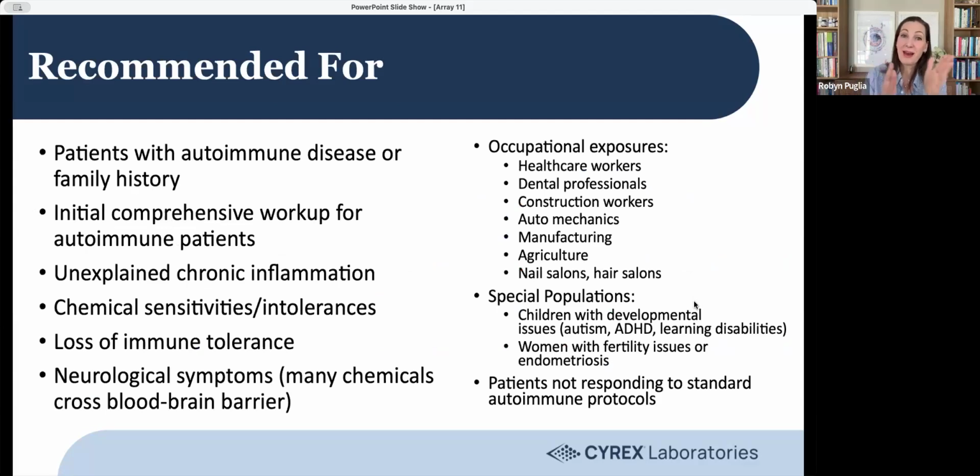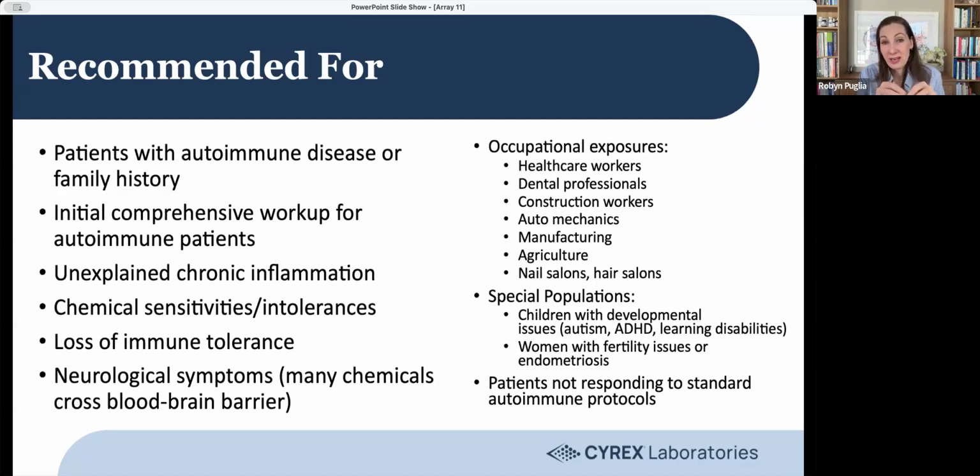So, who are we thinking about Array 11 for? Anybody with an autoimmune disease, right? We really want to be thinking about foods, infections, and toxins because they are the environmental drivers of autoimmune disease. If somebody has a diagnosed autoimmune disease, or if they have a strong family history or are in a strong risk group for autoimmunity, part of the initial comprehensive workup should include an assessment of their chemical immune relationship.